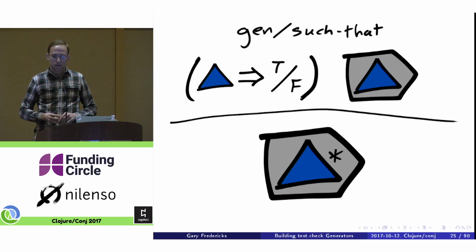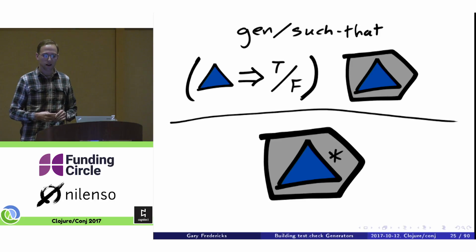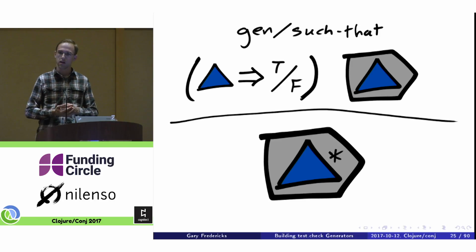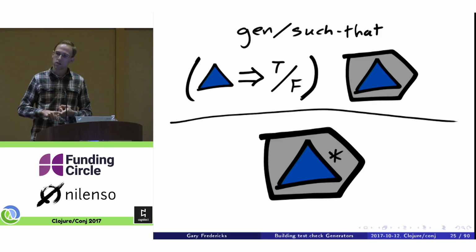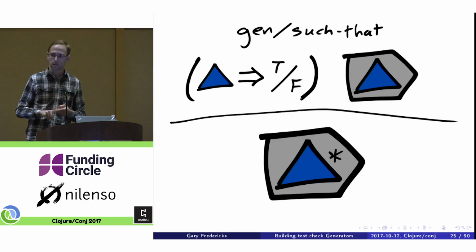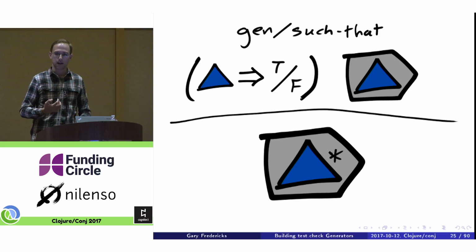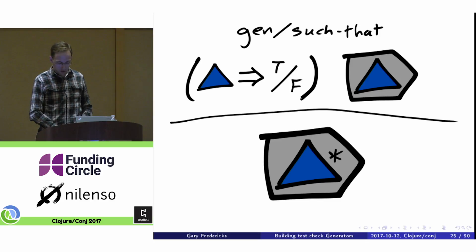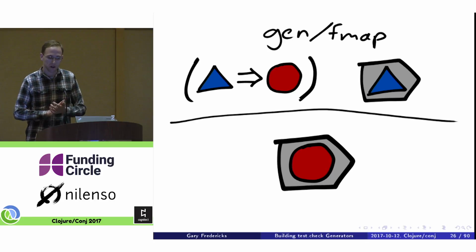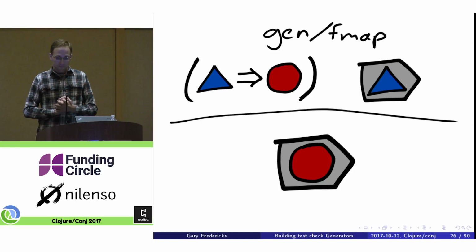Next is such that. This takes a generator and a function. So if you have a generator of triangles and then a function that takes a triangle and returns true or false, this is essentially a way of filtering. It will give you a generator that only generates things that pass that predicate. I'll talk about that a bit more because it's a bit tricky, but for now we're going to move on.